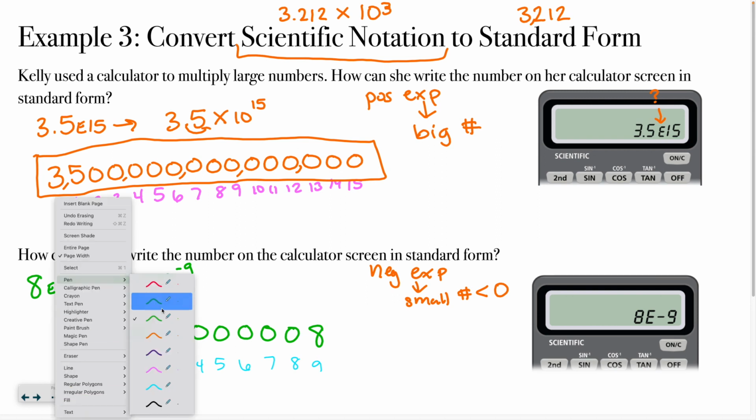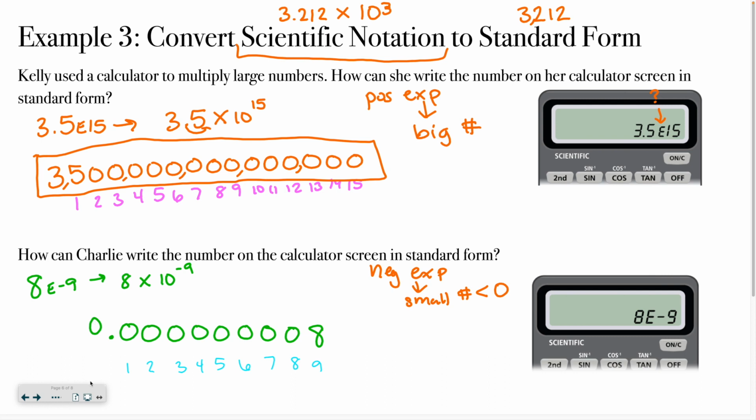The only thing I'm going to do is I like to put a 0 in front of the decimal just to help me see that decimal and know that it's not just a mistake on my piece of paper. Okay, so that is how you would convert that number to standard form.